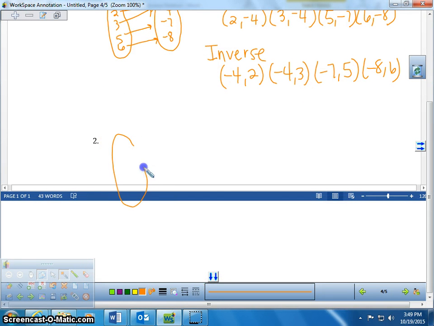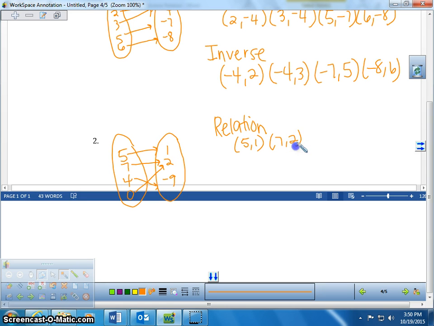Number 2 is the same thing. For your paper, you have 5, 7, 4, and 0. 1, 2, negative 9. 5 goes to 1, 7 goes to 2, 4 goes to negative 9, and 0 goes to 2. So your relation would be the set of ordered pairs there. So 5, 1, 7, 2, 4, negative 9, and 0, 2.